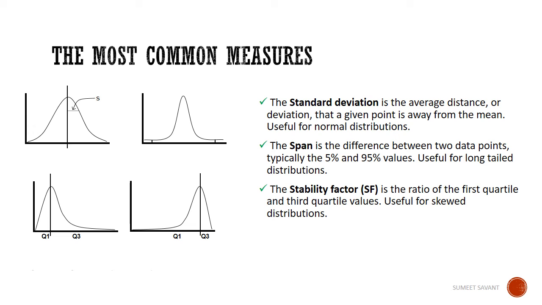The span is the difference between two data points, typically the 5% and the 95% values. It's useful for long-tailed distributions.